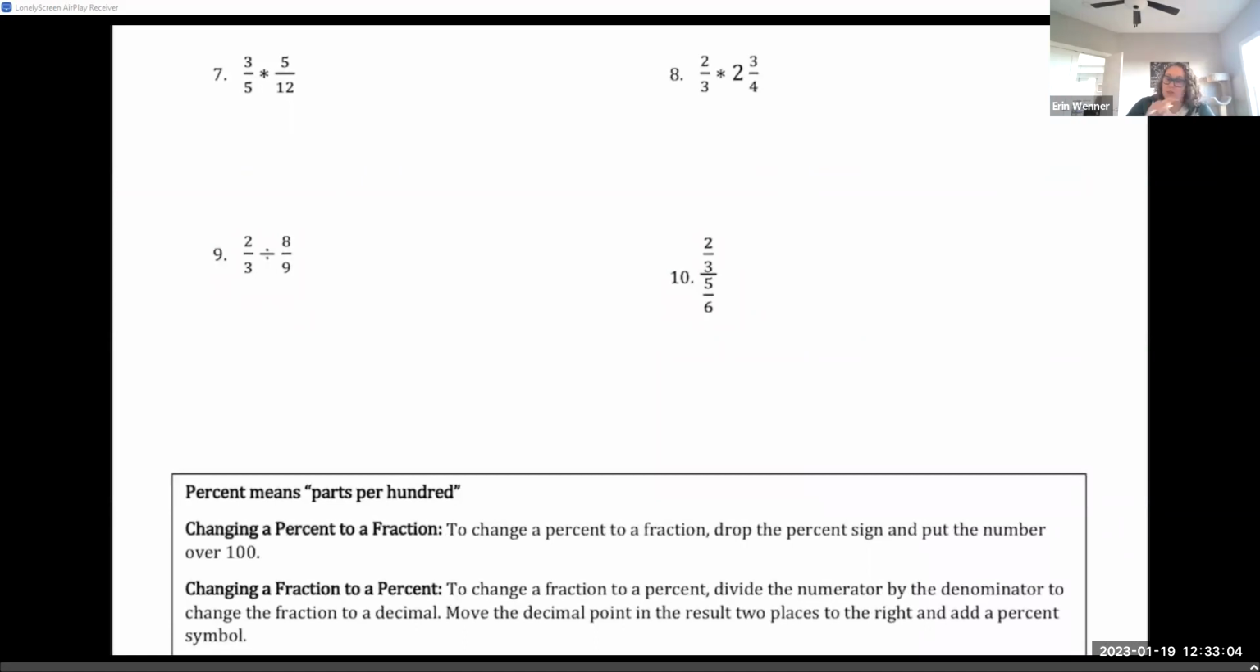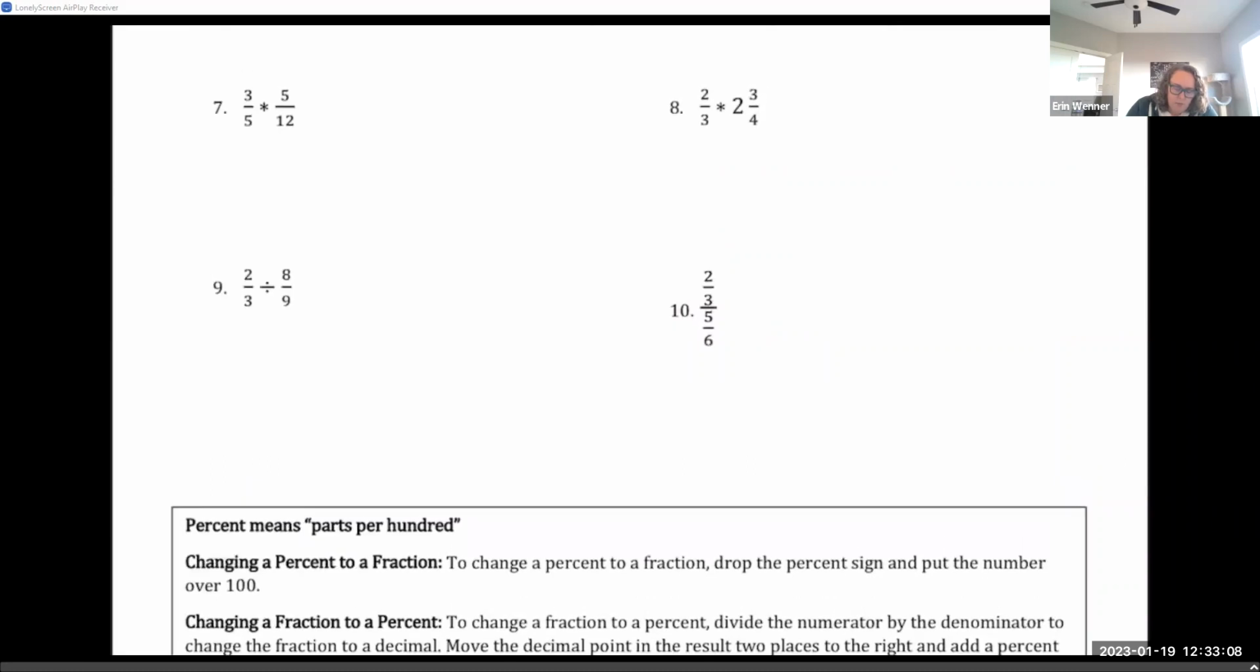For multiplication, you're just going to go straight across the top and straight across the bottom. Now we have an option to reduce then multiply, or multiply then reduce. So in number 7, if we were to just do the multiplication, straight across the top is going to give us 15, straight across the bottom is going to give us 60.